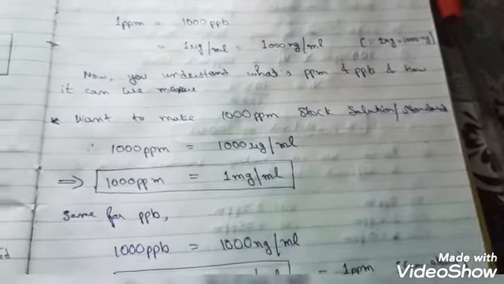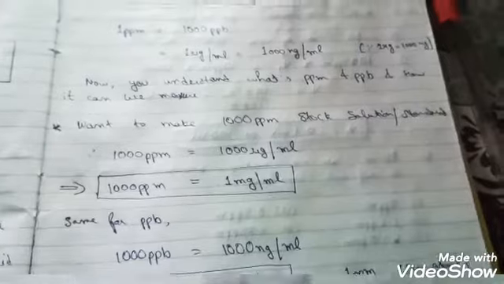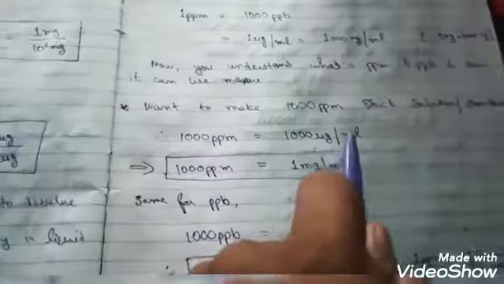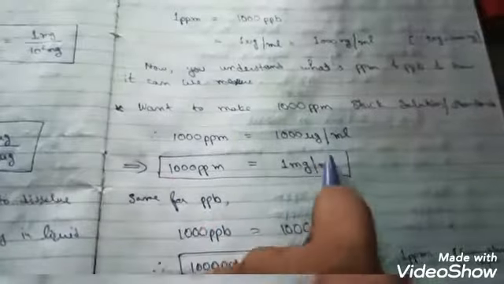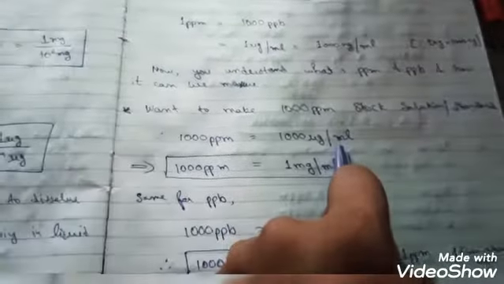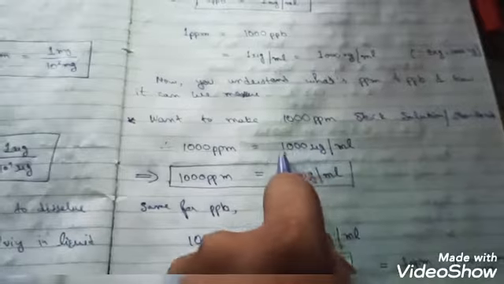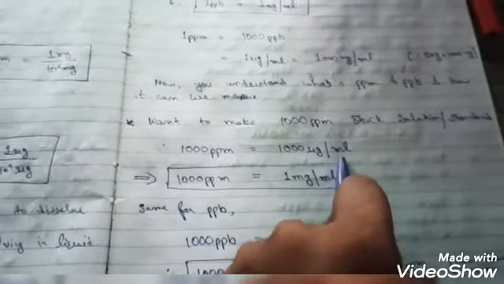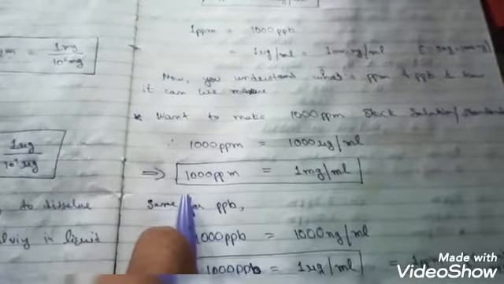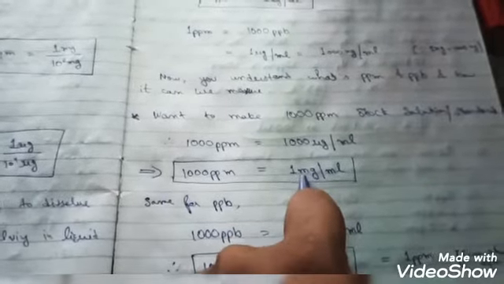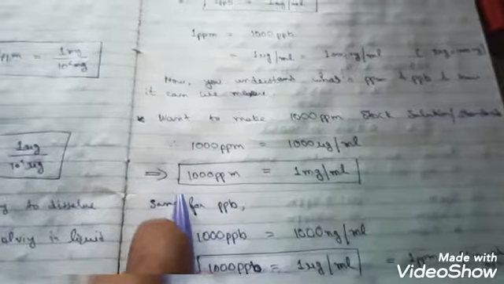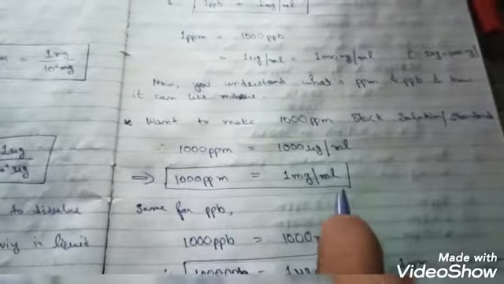Here is how it can be measured. So you want to make a 1000 ppm stock solution. What we have is 1 ppm is equal to 1 microgram per ml. Now 1000 ppm is equal to 1000 microgram per ml, not 1000 ml. Understand, 1000 microgram per ml. So we can also write that 1000 ppm is equal to 1 mg per ml, since 1000 microgram is 1 mg.